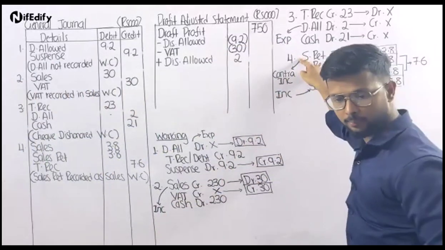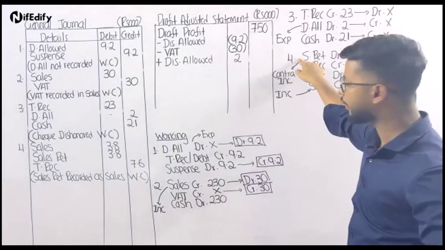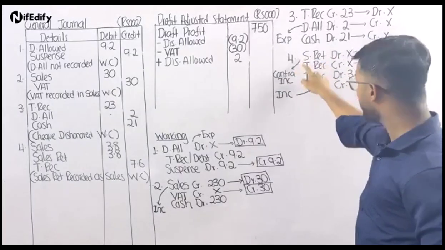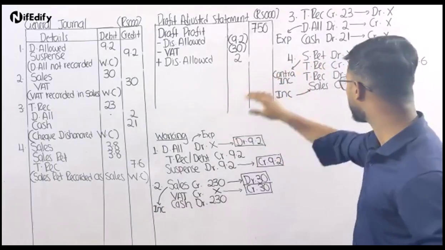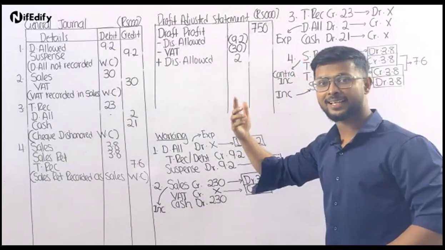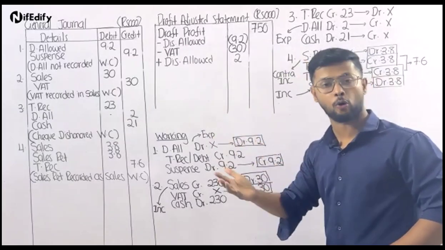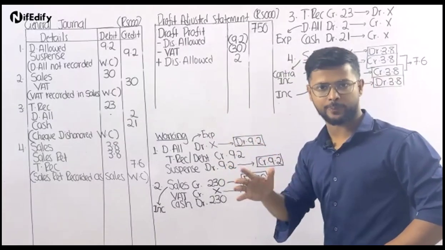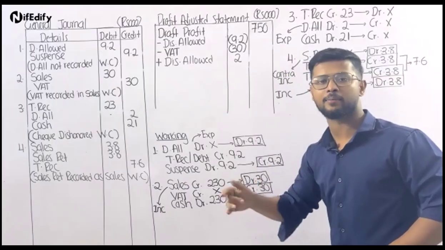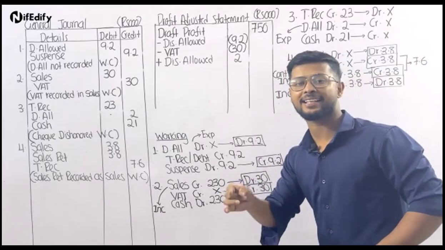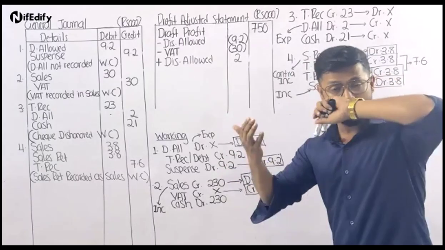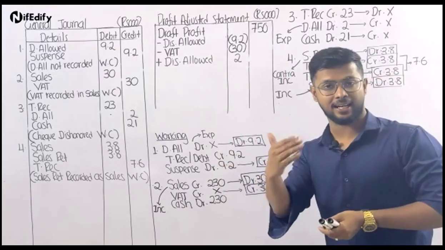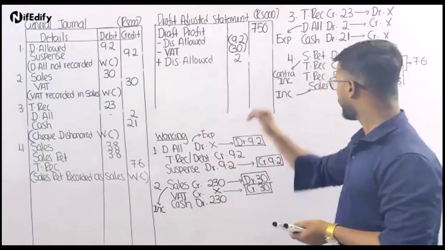Sales return is a contra income. You know that, right? A contra income is more or less like an expense, but you can't say sales return is an expense. If you say so, you are wrong. Sales return is basically an income account which will have an entry on the opposite side, i.e. on the debit side. That's why you call it a contra income account.